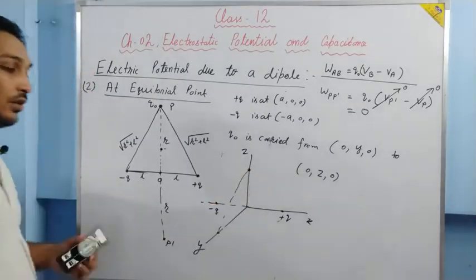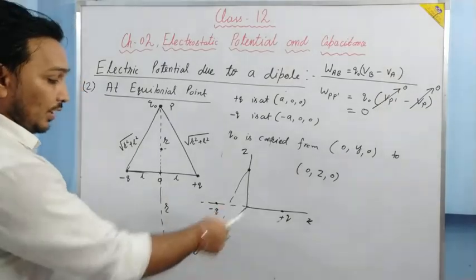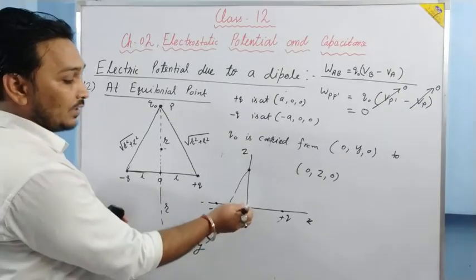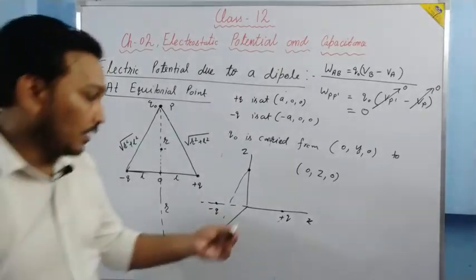What will be the work done? The answer is 0. Why? Because the y axis is not as you can see in the diagram. The y axis is like this. Okay? The y axis is like this.